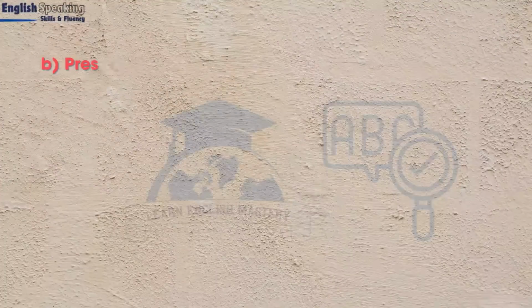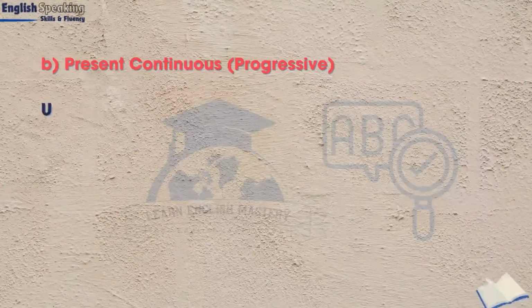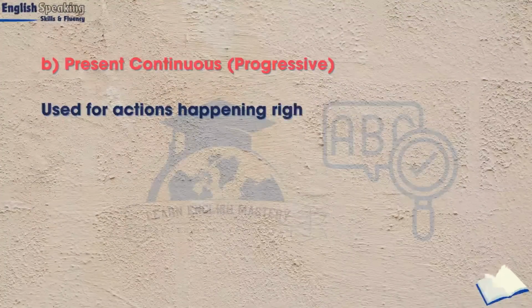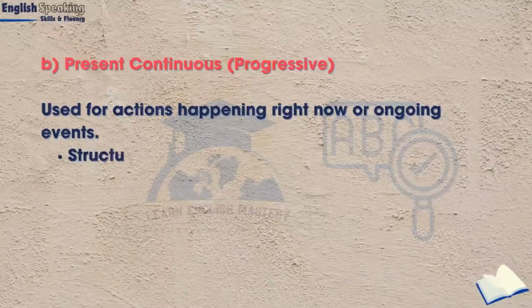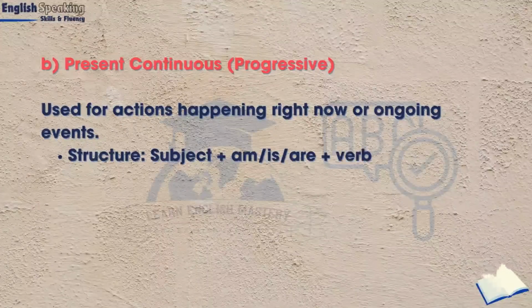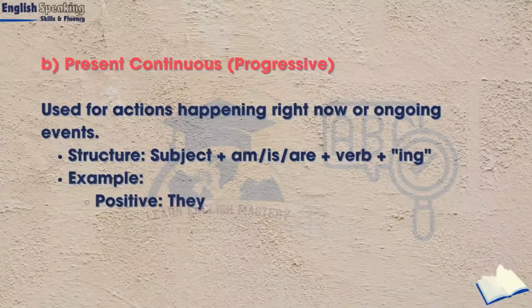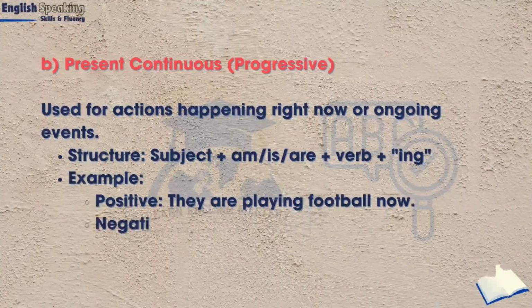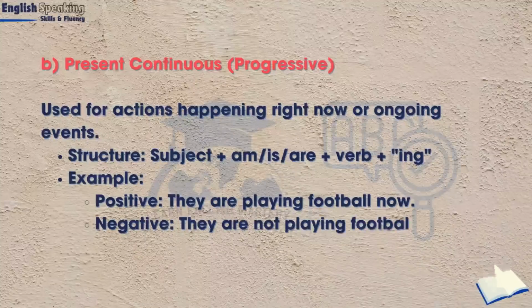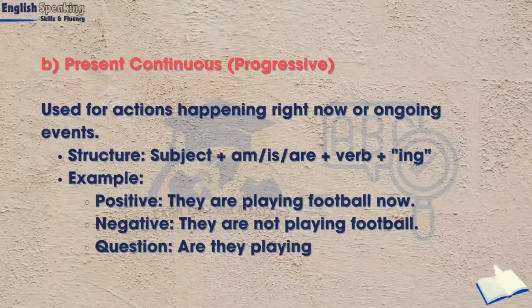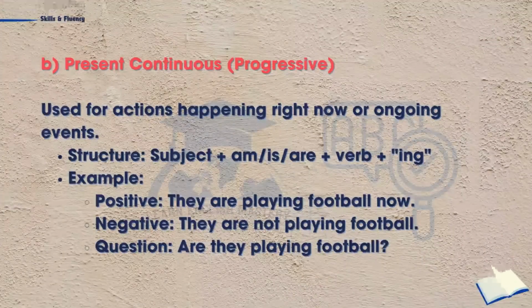b. Present continuous (progressive), used for actions happening right now or ongoing events. Structure: subject + am/is/are + verb-ing. Example: positive, they are playing football now. Negative, they are not playing football. Question: are they playing football?